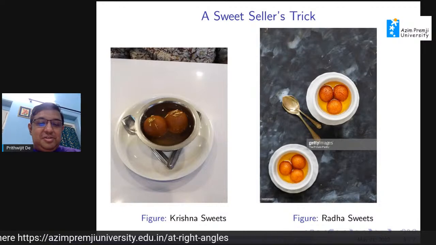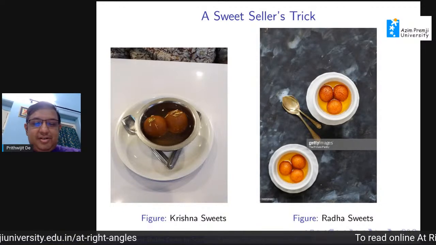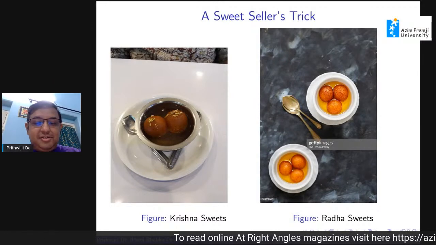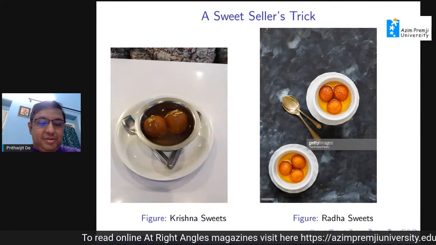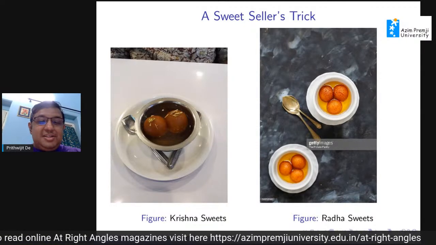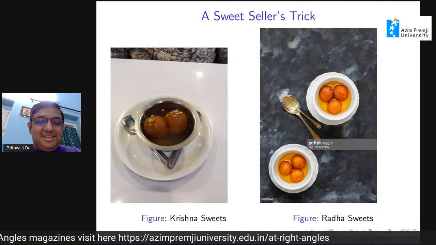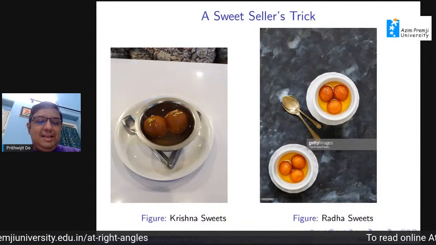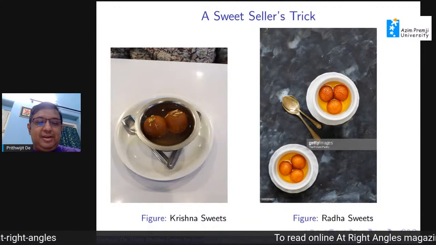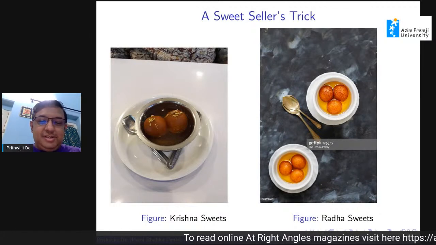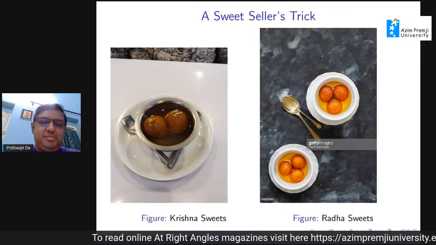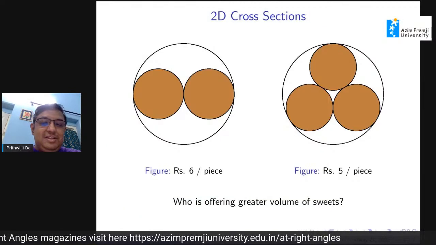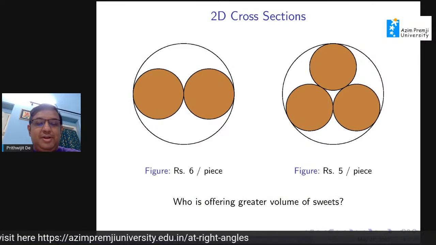In the story, you would have come across Mr. X and Mr. Y, but I have changed their names to Krishna Sweets and Radha Sweets. So there is one Mr. and one Mrs. or Miss. Krishna Sweets is selling two per bowl, and Radha Sweets is offering three gulab jamuns per bowl. Krishna is offering a price of six per piece, say a typical number, and Radha is offering a price of five per piece. I've written down the prices here.